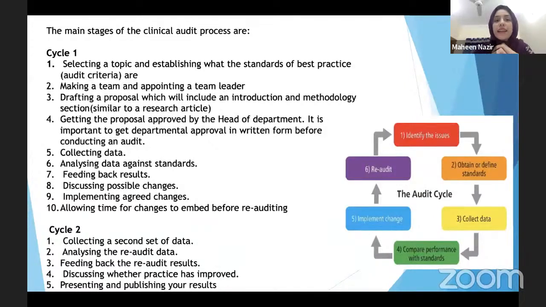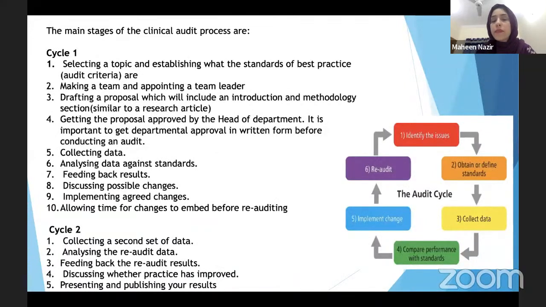Okay, so a clinical audit basically involves cycles. Cycles, you could say that they're phases. So in cycle 1, which is the first phase of your clinical audit, the first step is going to be selecting a topic and establishing what the standards of best practice, also known as audit criteria, are.